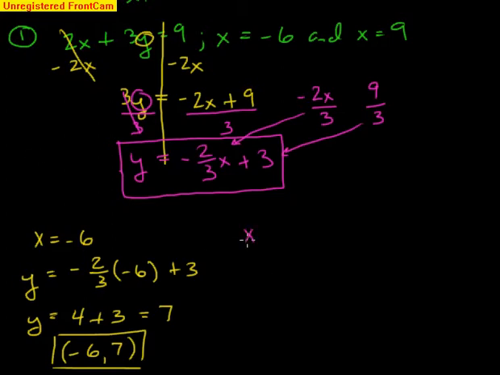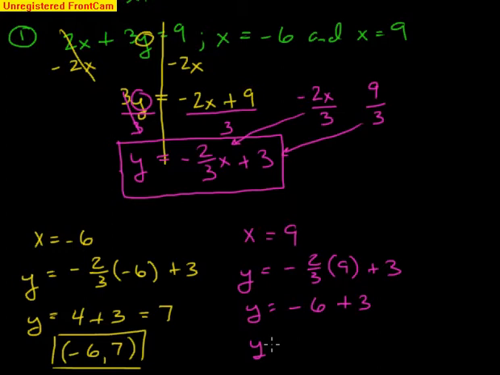X equals 9. So again, y equals -2/3 times x plus 3. When you take -2/3 times 9, you're going to get -6. -6 plus 3. And -6 plus 3 is -3. So again, I want my answer when x is 9, y is -3. Okay, there's the first example.